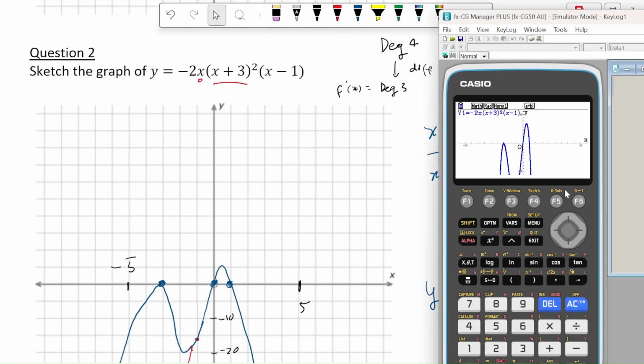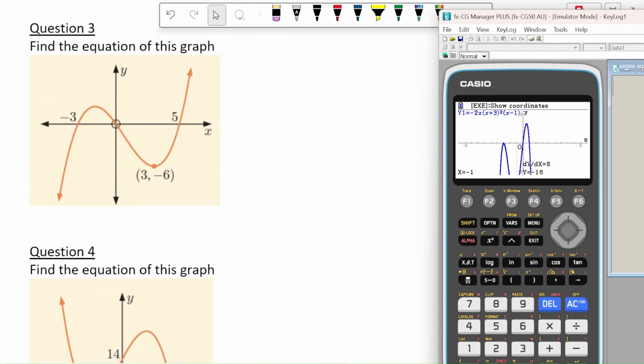All right, now if we draw a graph, there we go. Looks pretty much like what we said. And if I go trace at -1, I'm hoping that I got that -16 value that we talked about. Excellent.